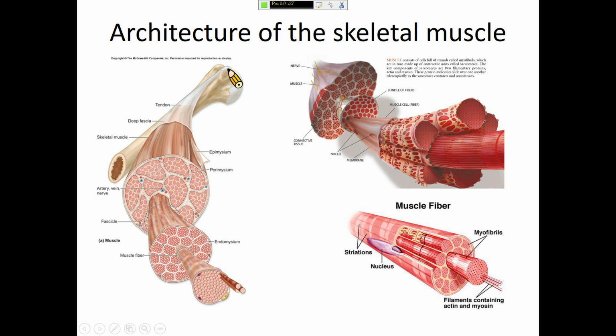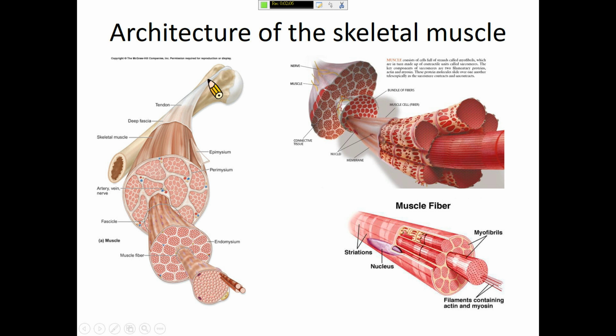And for the entire muscle, there are actually a lot of muscle fibers. These are muscle fibers. And this part is near the bone, near the insertion point, which is called tendon. Okay, tendon.